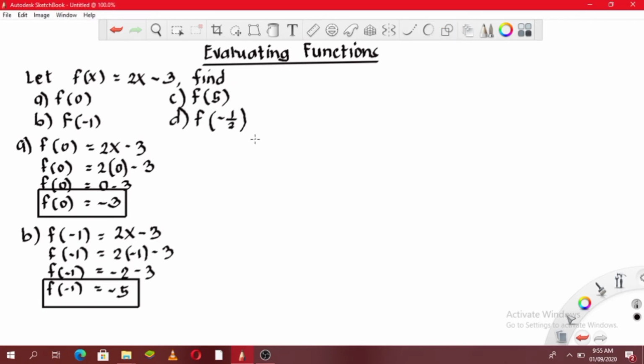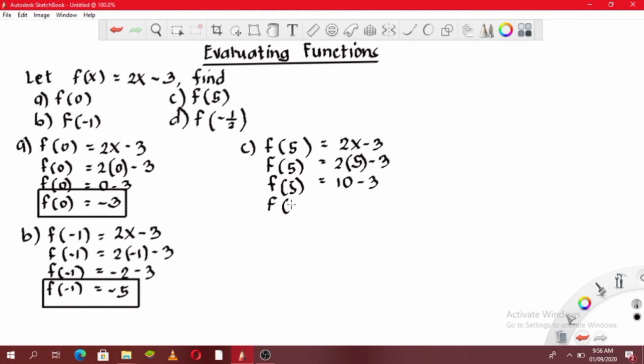Let's have letter C. Letter C, we have f of 5. Okay? So, again, the function is 2x minus 3. So, f of 5 is equal to 2 times, palitan ng x ng 5, minus 3. So, f of 5 is 2 times 5, that is 10, minus 3. So, therefore, f of 5 is 10 minus 3, which is 7. So, the function will be equal to 7 when x is equal to 5.